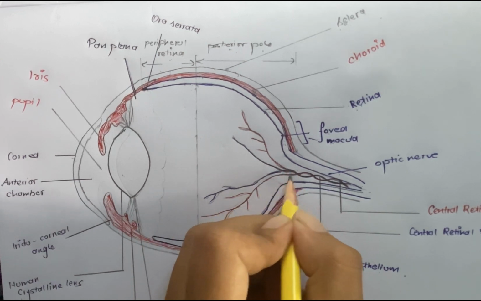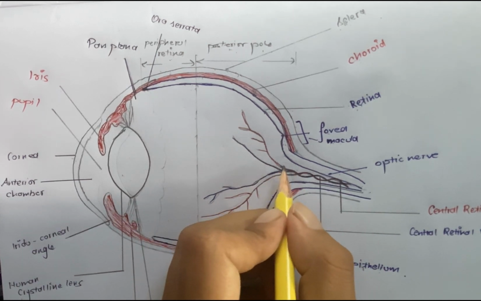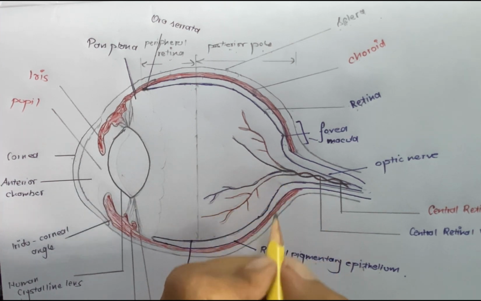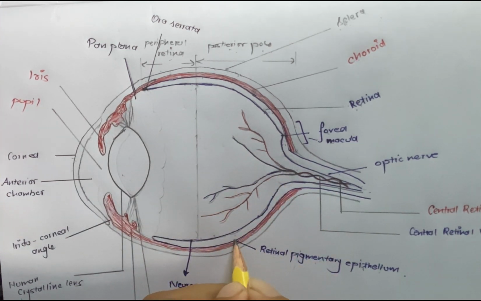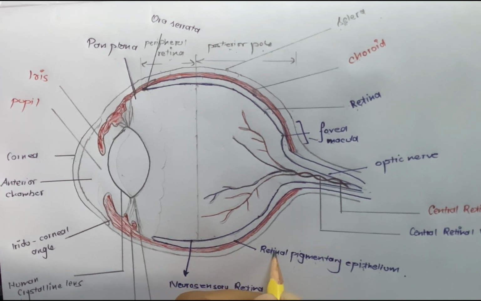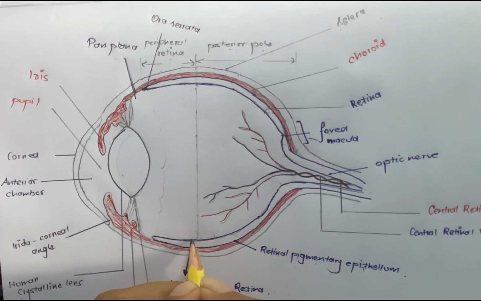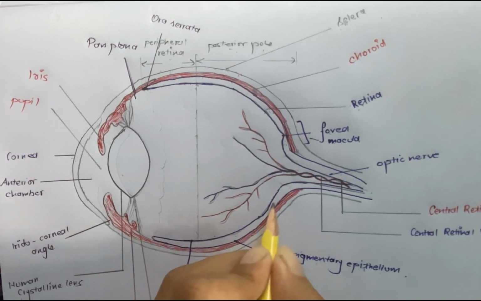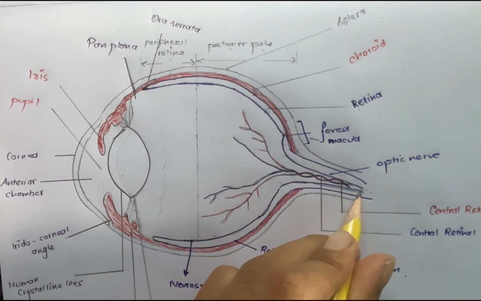This area is also known as the blind spot because there are no rods and cones in this area. And as you all know, the outermost layer of the retina consists of the pigment epithelium, which is towards the choroidal side, and there is the neurosensory retina, from where the optic nerve arises and continues to the central nervous system.